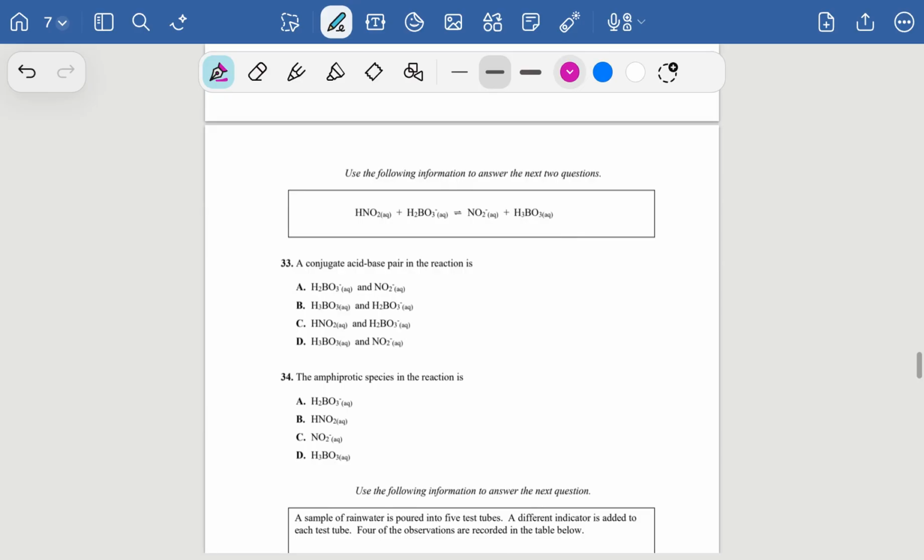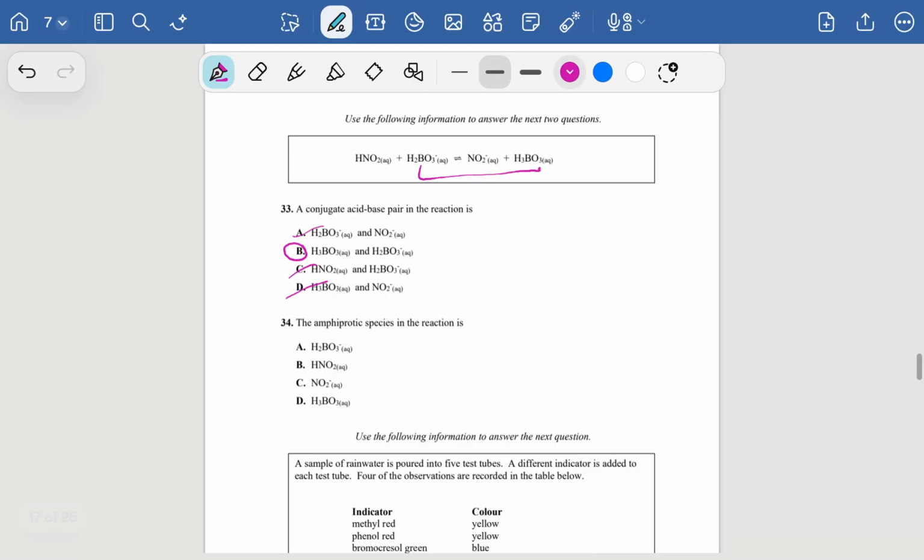Question number 33, asking for a conjugate acid-base pair. Here we're just seeing what would line up and match, and that would be the ones with H2BO3 negative, which is B. So again, you can look at the other ones. To be related, you have to be the difference between one hydrogen. So definitely not A, definitely not C, and definitely not D. So the other options weren't even that distracting. The only option here was B.